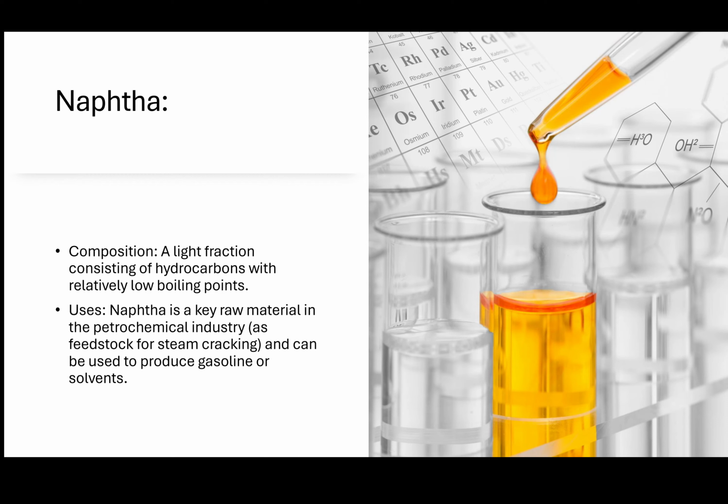Naphtha is a light fraction consisting of hydrocarbons with relatively low boiling points. Naphtha is a key raw material in the petrochemical industry. It's used as feedstock for steam cracking, and can be used to produce gasoline or other solvents. It's naphtha that we use in steam cracking to produce hydrogen, so it's one of the things we use in hydrogen production.